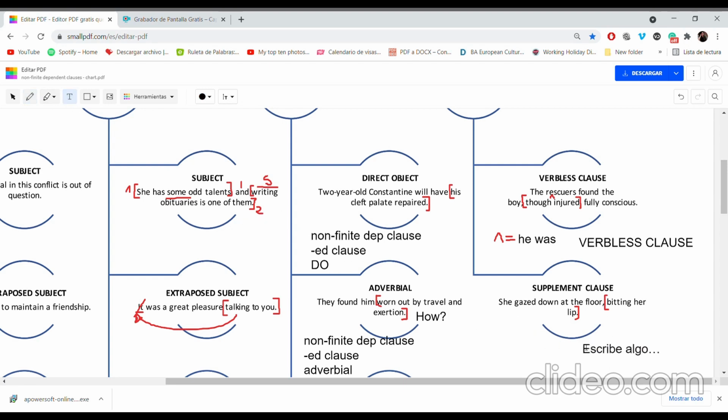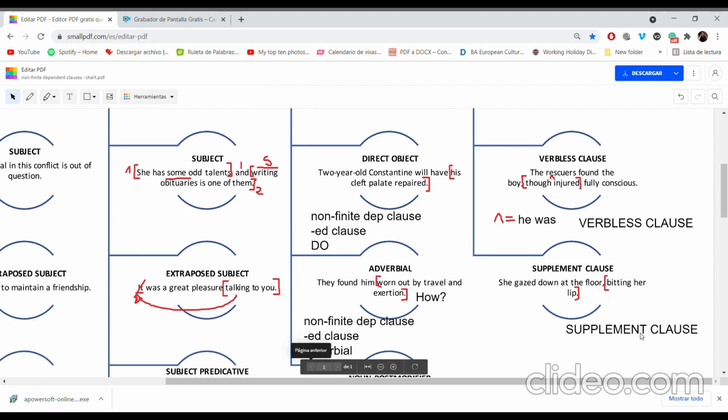Regarding the way that you're going to analyze this type of clause, as in the example of verbless clauses, the only thing that we are going to mention is that this is a supplement clause. Supplement clauses generally are ed or ing clauses, but as they are not integrated into the clause performing a function, we are not going to include this type of clause in ed clauses or ing clauses. We're going to leave that alone, without any other categorization.